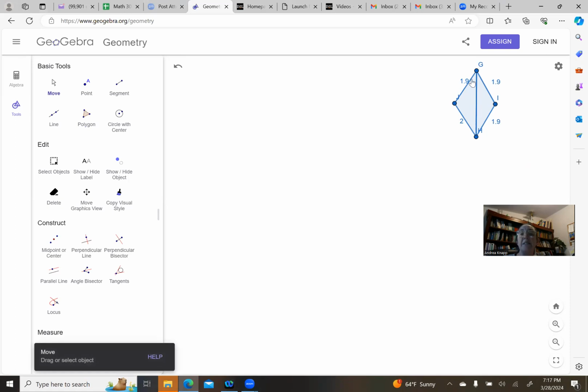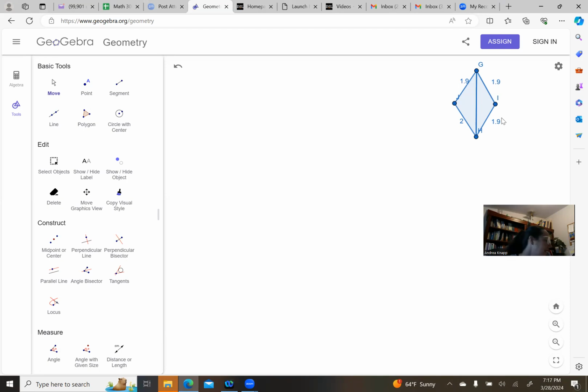I was attempting to get all of my sides the same. Now in a kite, you don't have to have all four sides the same, but I wanted to have an isosceles triangle on both sides. So my sides are around 1.9.